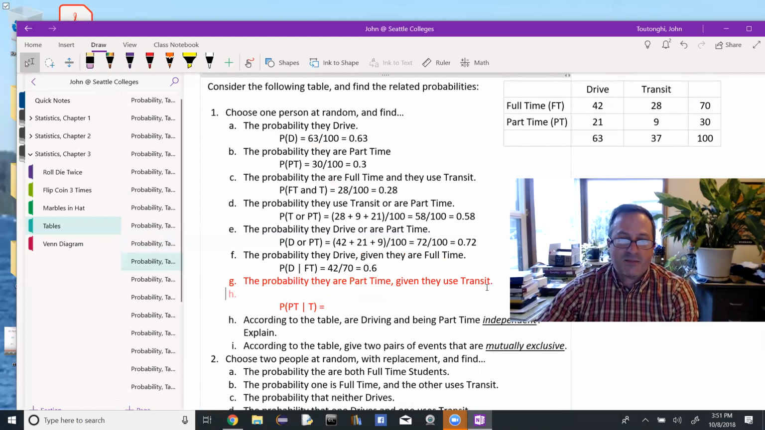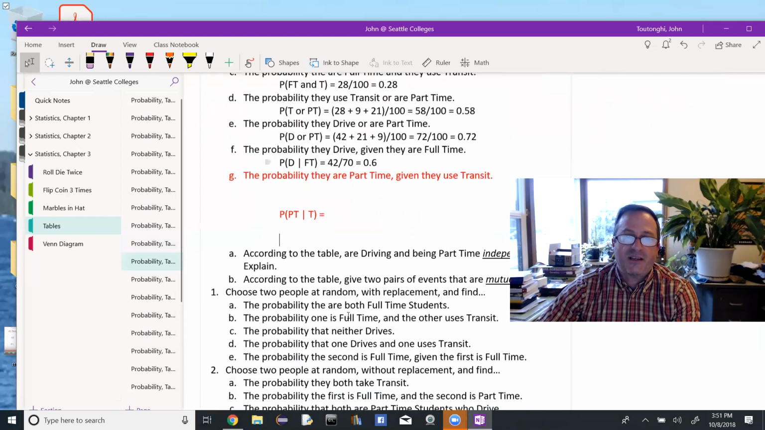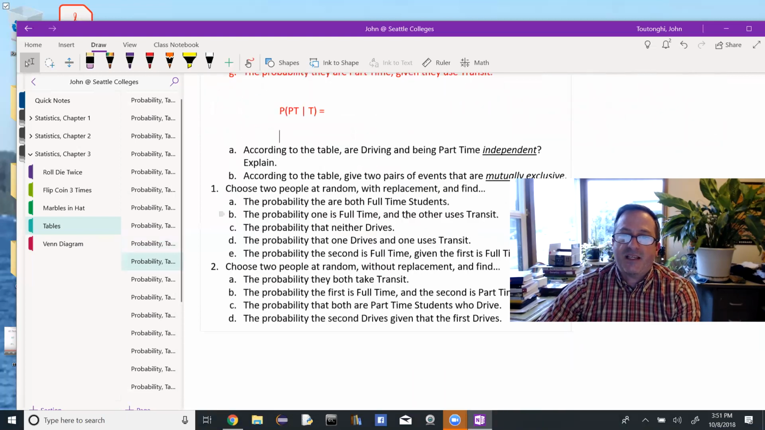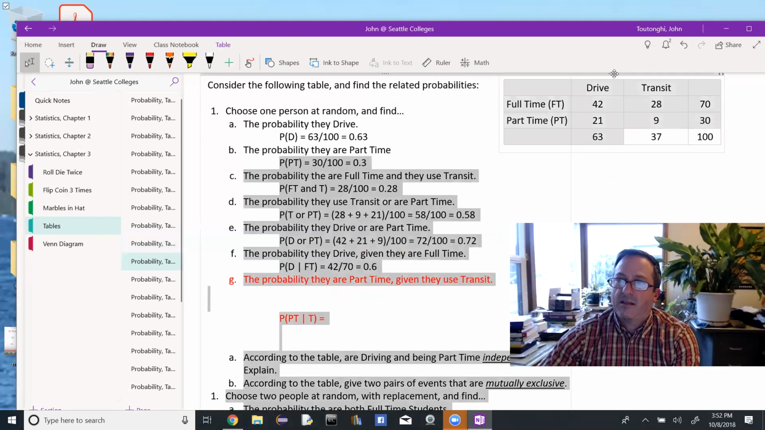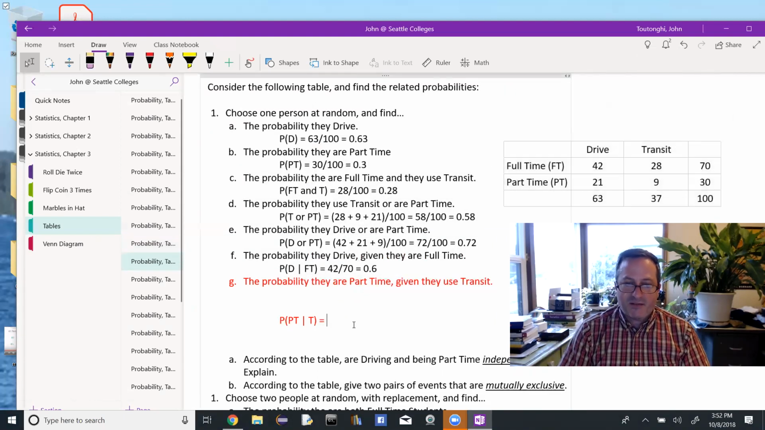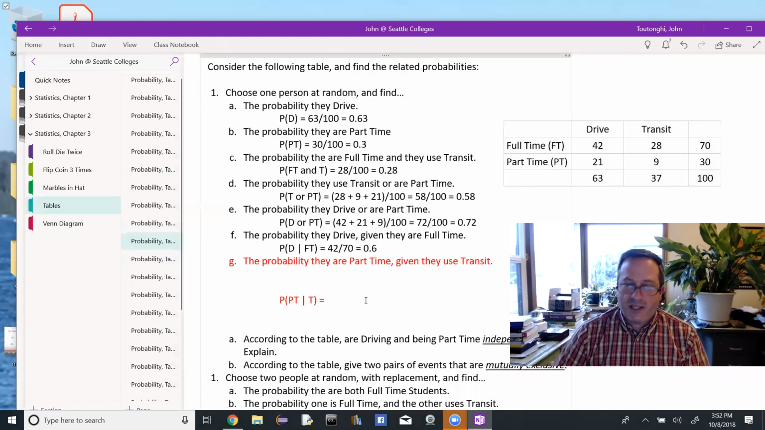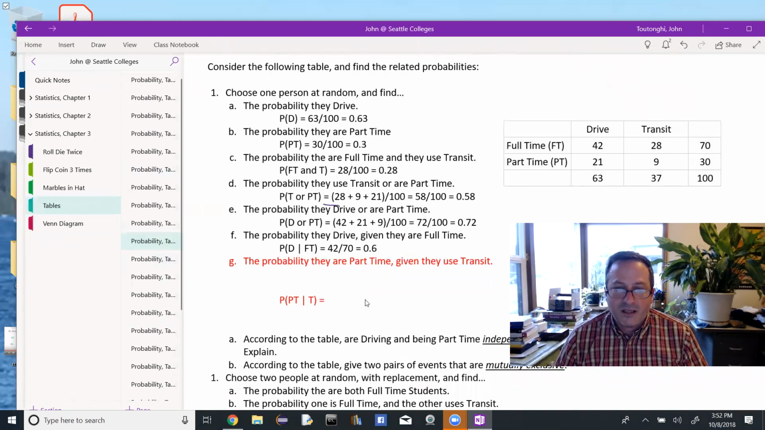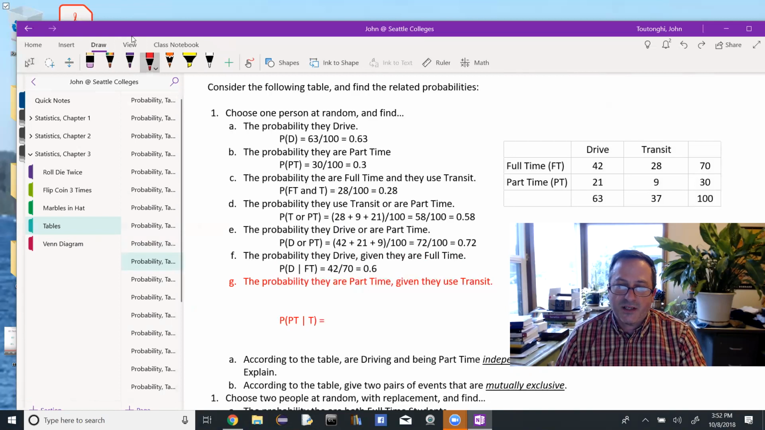Okay, same thing. I want to create a little more space. What's the probability they are part-time given that they use transit? So I'm going to pull my table down a little lower so you can see it still. And the probability that they are part-time, given that they use transit. So again, when I set up my fraction, I want to think about the denominator first. In my denominator, I want to look at everyone who took transit.